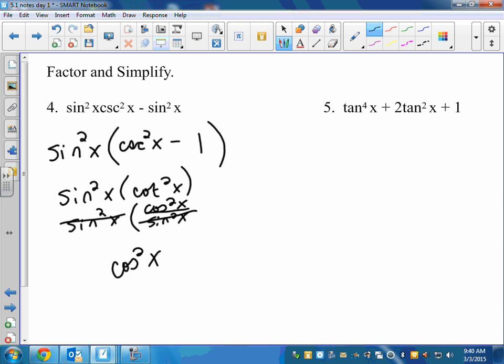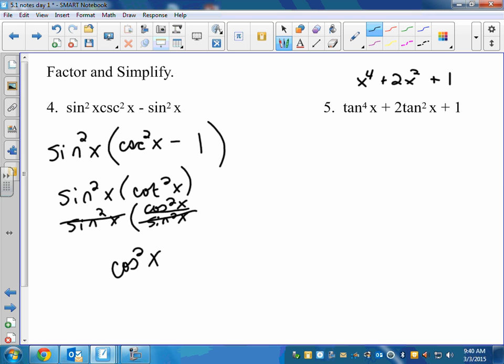So, Grady saw right away that this is a quadratic. We have something to a power, and then this is half of that power, and then a constant at the end. So you could think about this as x to the 4th plus 2x squared plus 1. But instead of x, it's really tangent x. Do you see that? So this is where you have a choice.